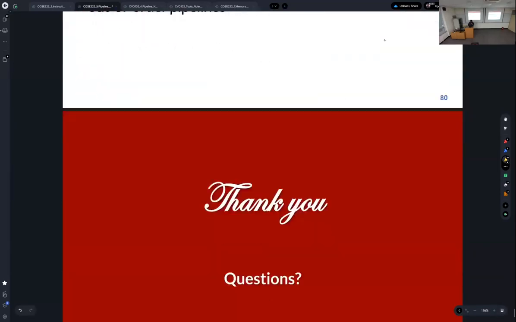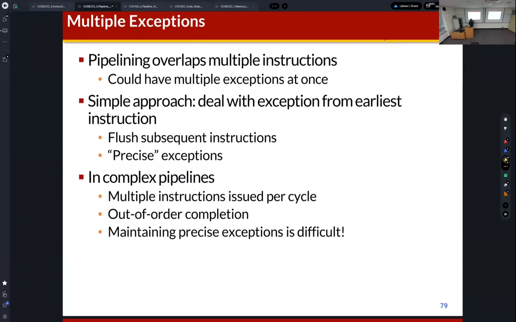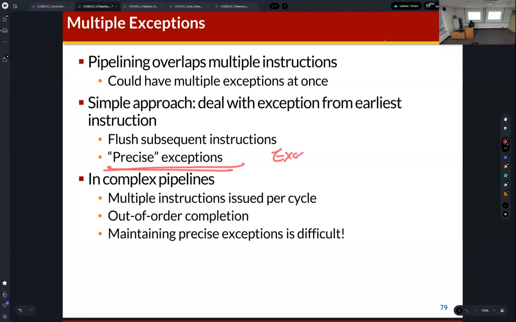This kind of exception handling is called precise exceptions. Precise exceptions means that exceptions are handled in order, so in the order of instruction.